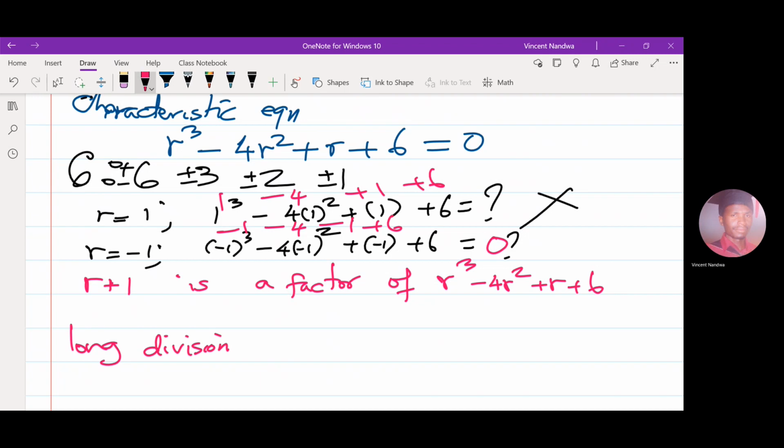So we say that when r equals -1, if you put it in this equation, it gives you left-hand side to be 0. So 0 equals 0 is a true statement. Now, if r equals k satisfies a given polynomial in terms of r, then that means that r minus k is a factor.